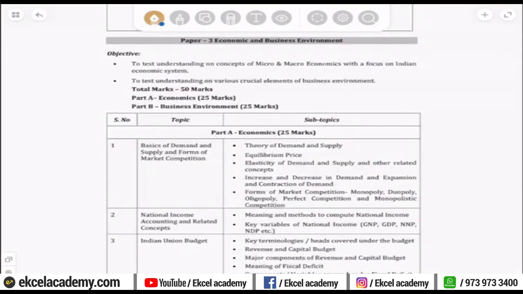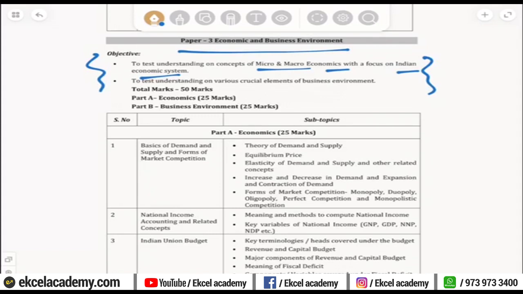This is paper 3 economics and business environment syllabus for us. So let us take one by one and let us understand each and every chapter. Now, even before we get into the chapter, let us understand the objective of this entire course. The objective is given to us here to test the understanding on concepts of micro and macroeconomics, and the focus is on Indian economic system.